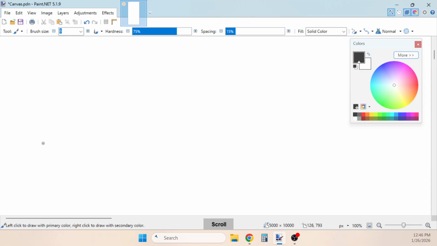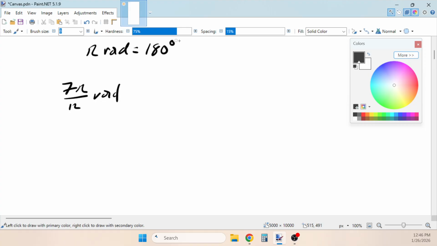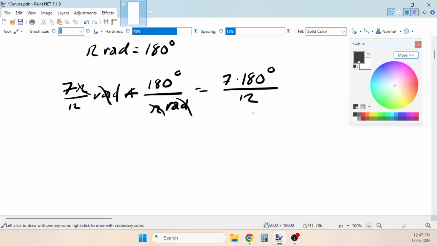So same thing. If I have, let's say, 7 pi over 12 radians, I still know that pi radians is equal to 180 degrees. So this time I'm going to multiply, but I need to cancel the radians, so I put those in the denominator. I want to end up in degrees, so I put that in the numerator. The radians cancel, the pi cancels. I get 7 times 180 degrees over 12.